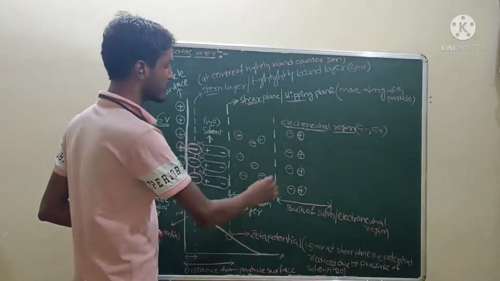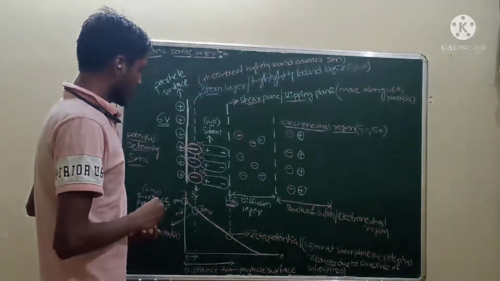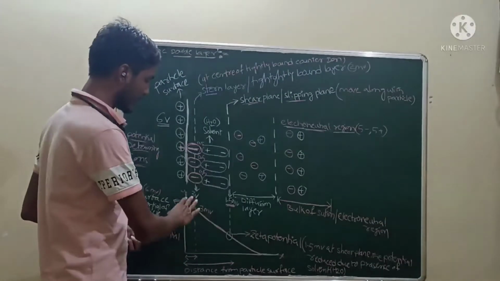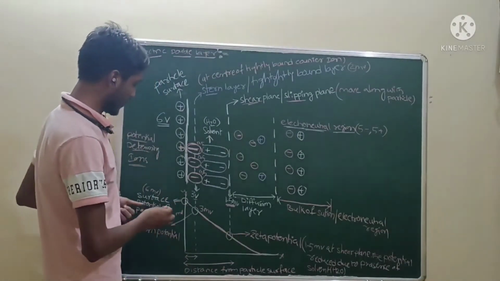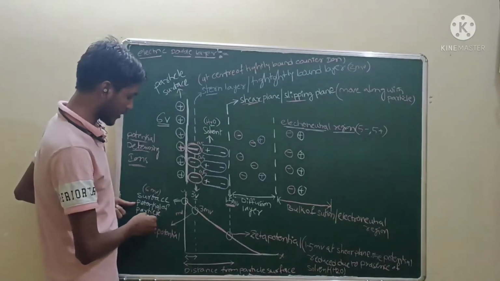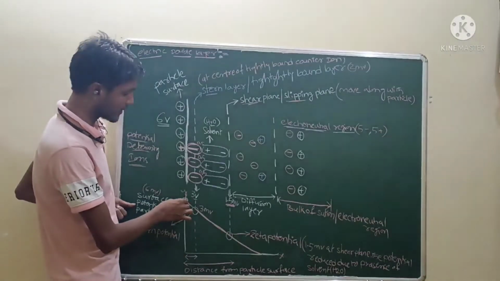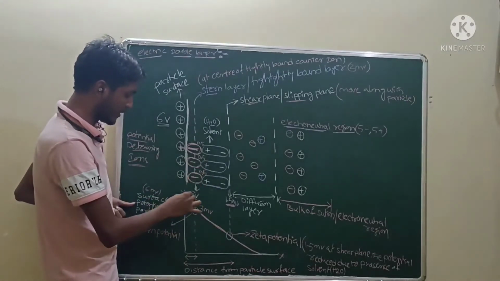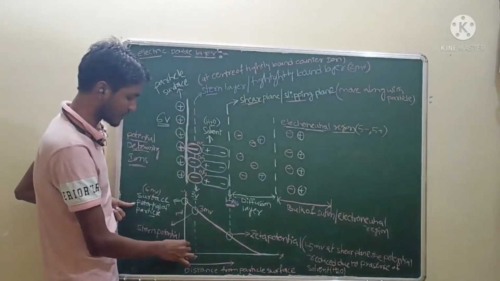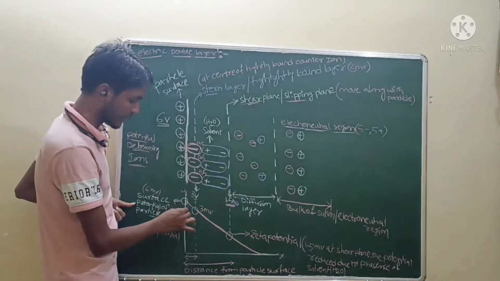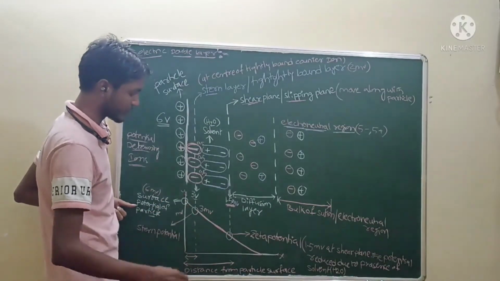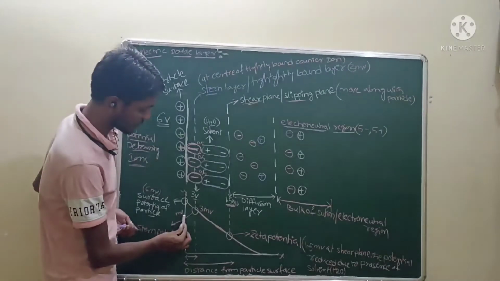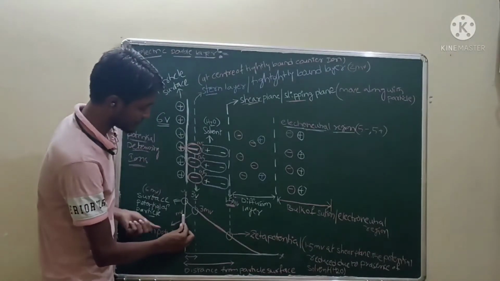Next, the diffusion layer is the bulk of solution. So what is the zeta potential? How can we derive this graph? The surface potential of a particle is 6 volt. This y-axis line indicates the surface of the particle.